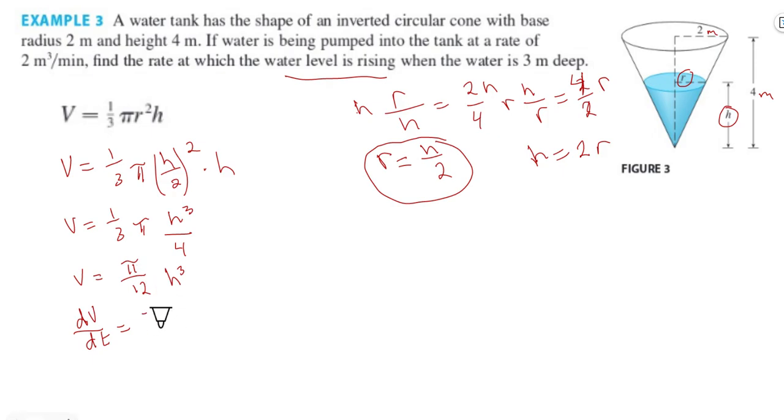We get our constant, pi over 12. Derivative of h cubed, 3h squared dh dt. So far, are we okay?